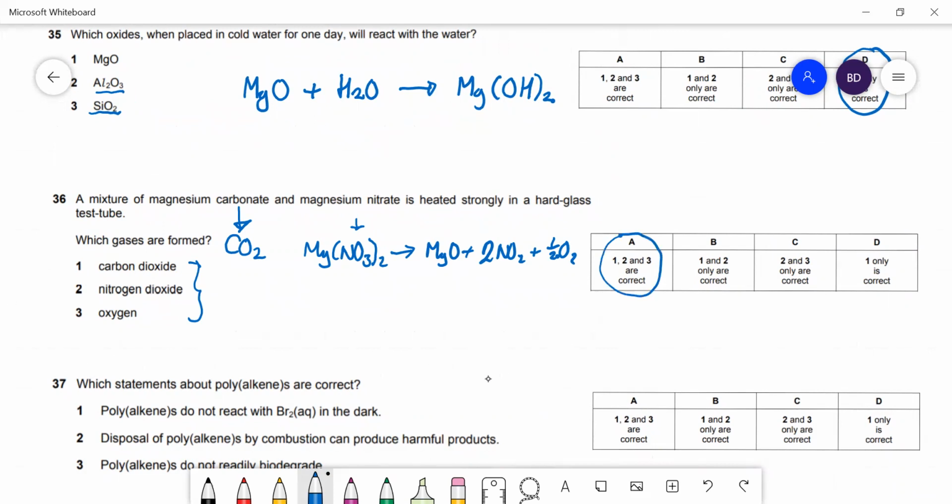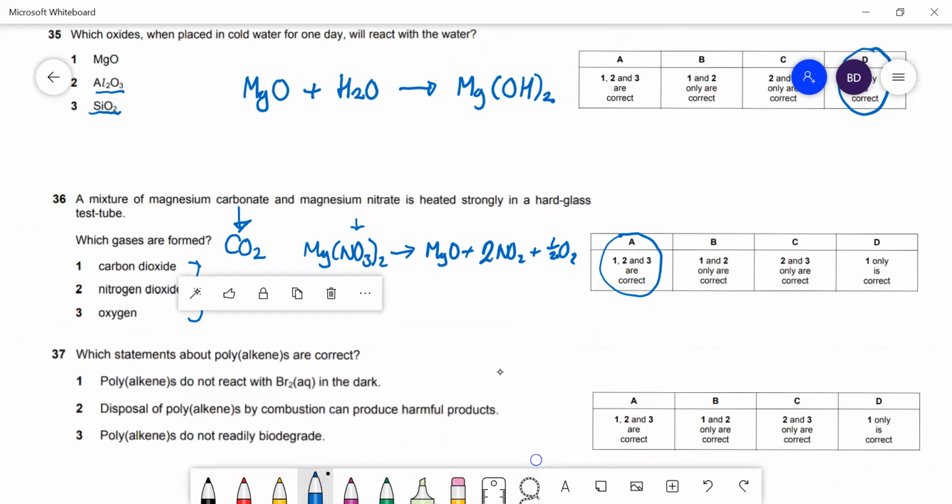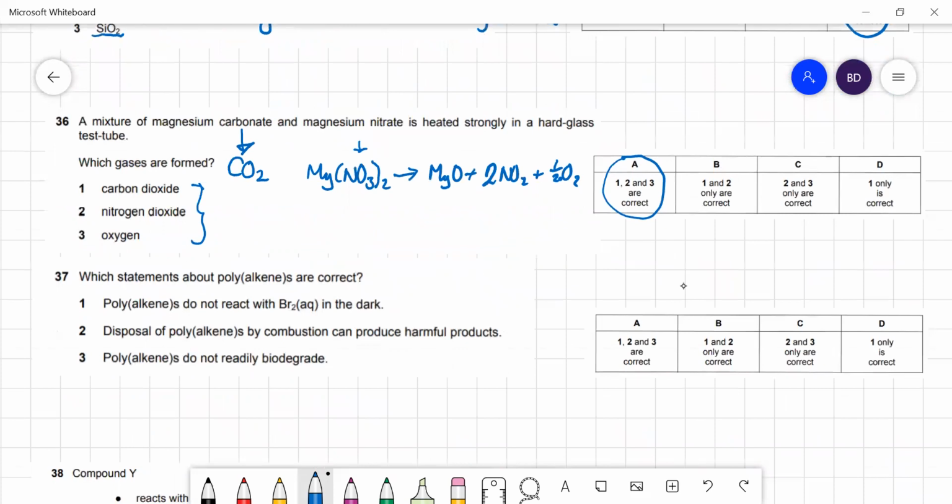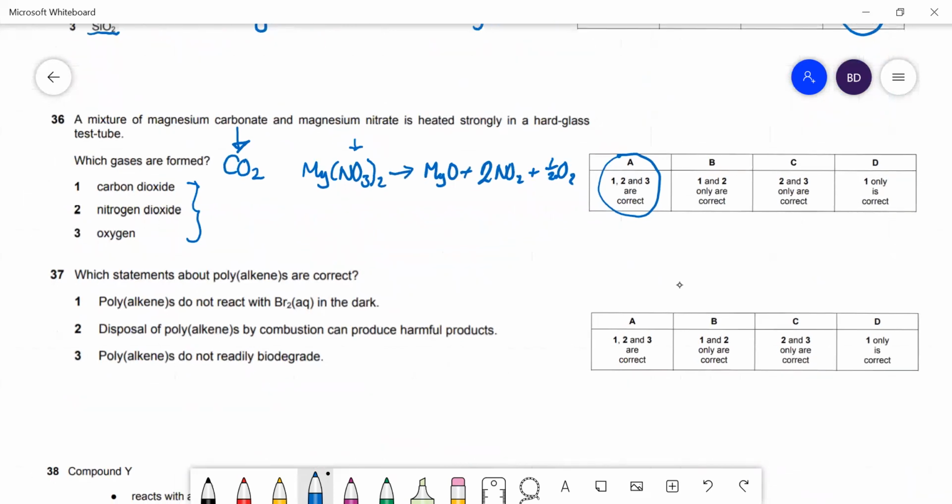Right, so which statements about polyalkenes, like polyethene, are correct? They do not react with bromine in the dark. That is true, because in order to react with bromine in the dark, in the absence of UV light, you need a double bond. There's no double bonds in them. The double bonds have been broken when you form the polymer.